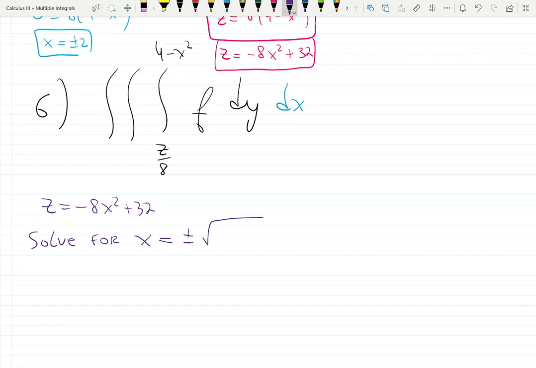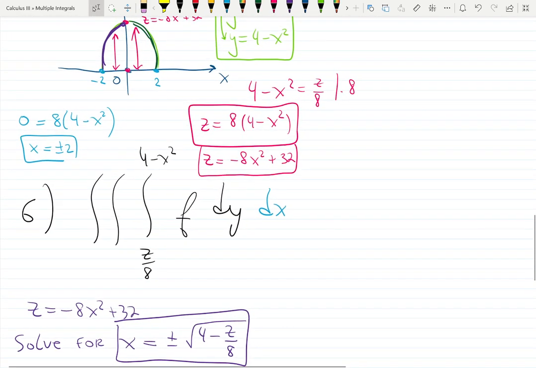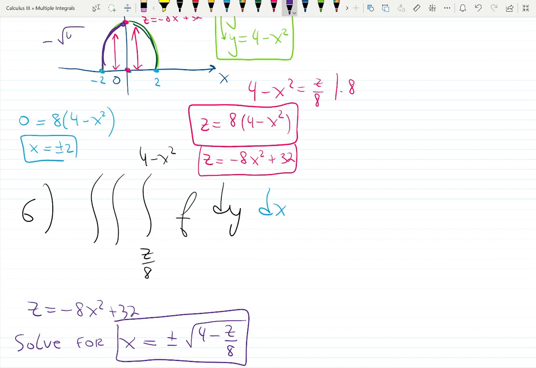X will be plus or minus a square root of 4 minus z over 8. How do you do that? Subtract 32, divide by minus 8, take a square root. And you will get those two square roots. So visually it looks like so. X is changing from minus square root of 4 minus z over 8 to plus square root of 4 minus z over 8. Like so.